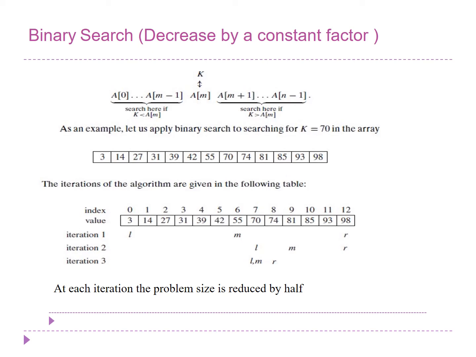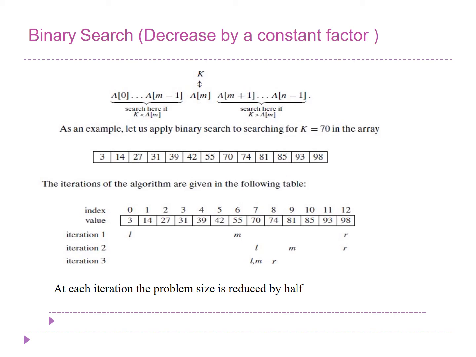Let us see the example given here. The element 70 is searched in the given array. The middle element when the entire array is considered in the first iteration is 55. 70 is greater than 55, so in the second iteration, the second half of the array is considered for search. The middle element in the second half of the array is 81.